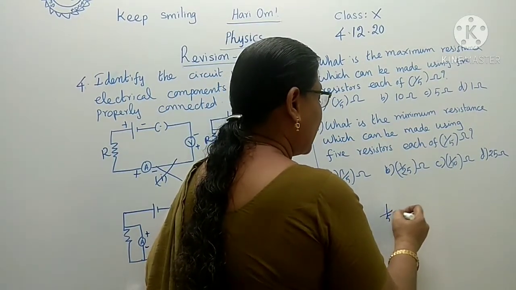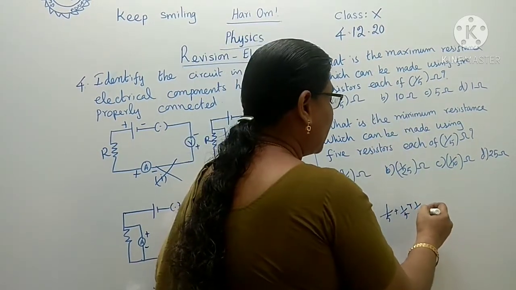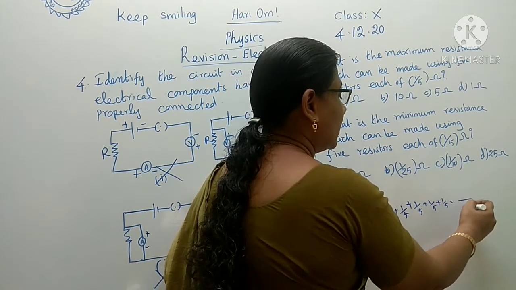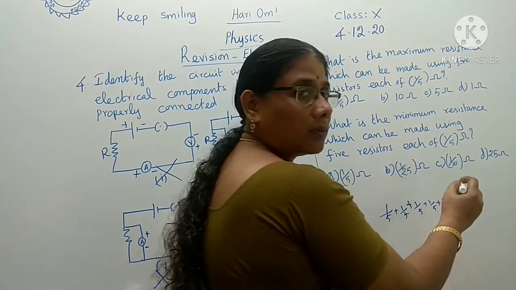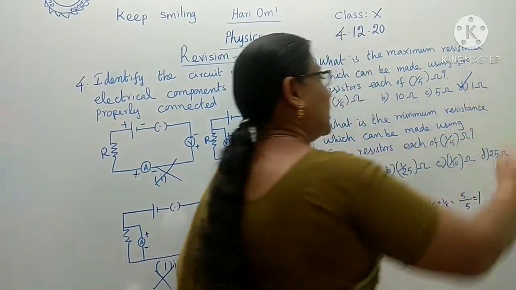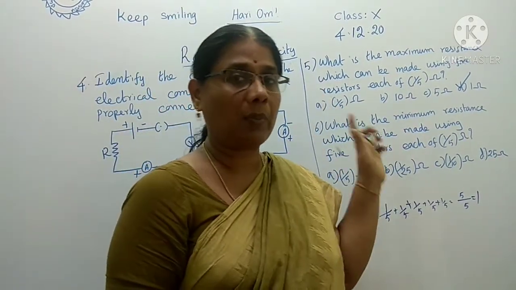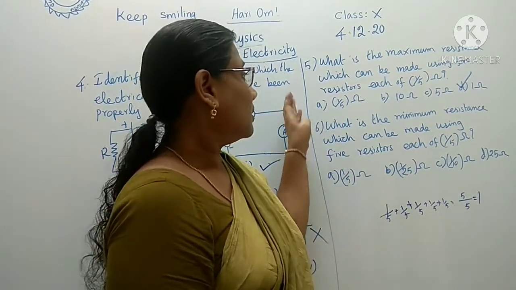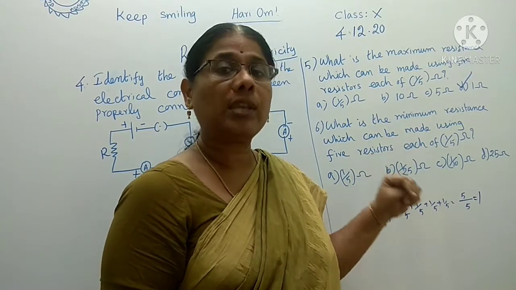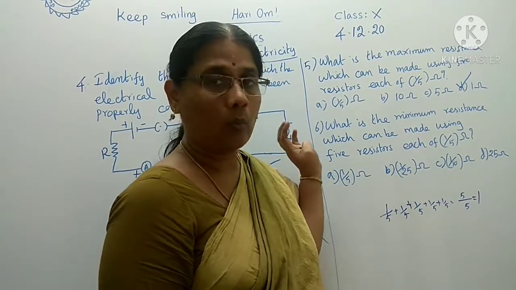So if we connect these things in series, what will we get? It is 1/5 plus 1/5, because 5 resistors are given, isn't it? So 1/5 plus 1/5 plus 1/5 plus 1/5 plus 1/5, that is equal to 5 divided by 5, that is equal to 1 ohm. So this option is correct. Okay, maximum resistance you can obtain using 1/5 ohm resistors, that will be only 1 ohm we will get.